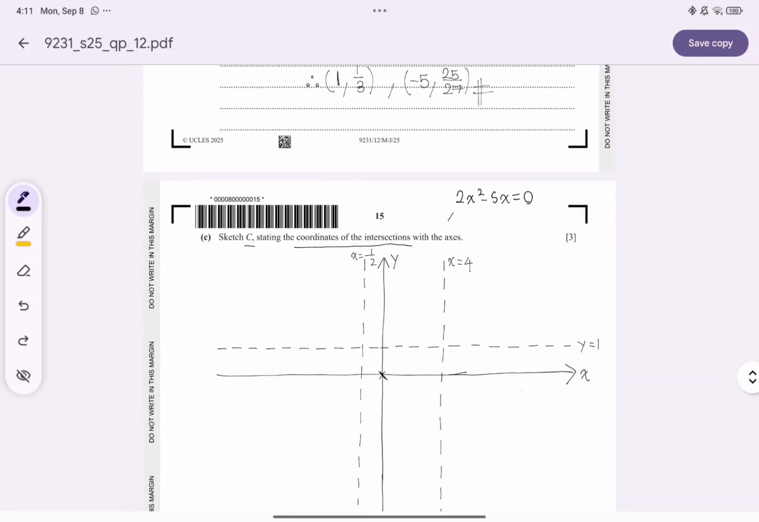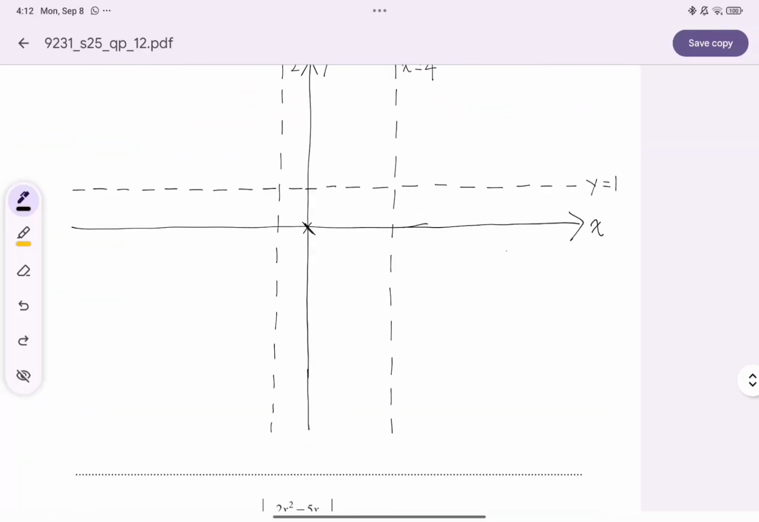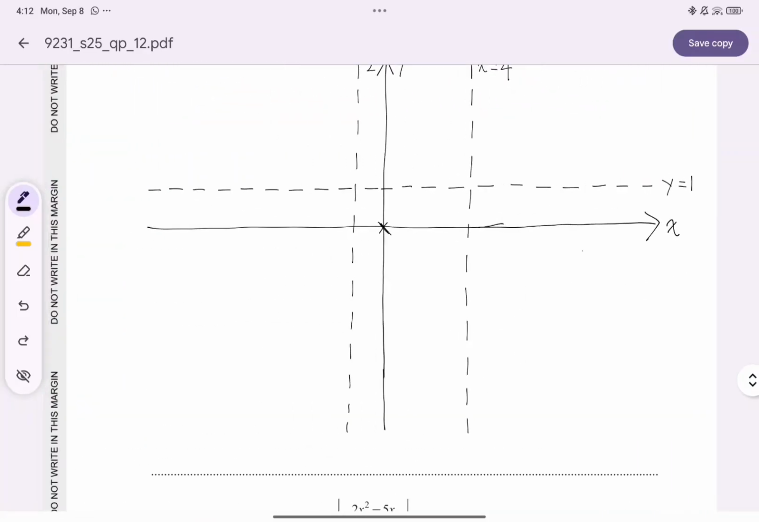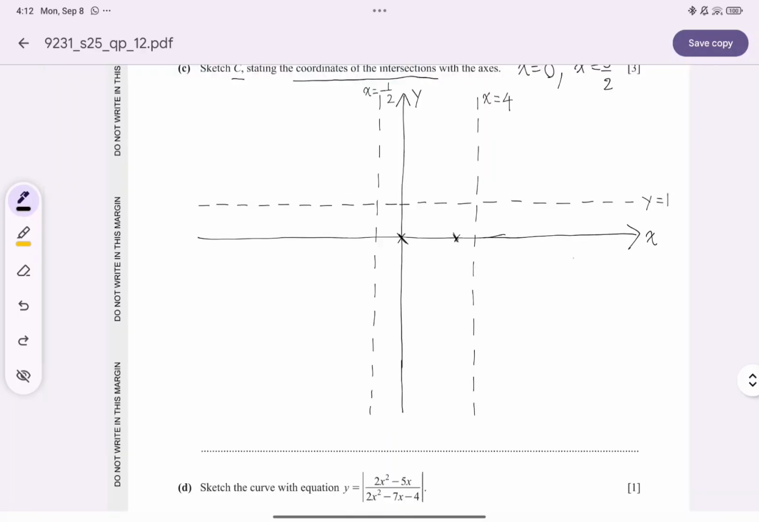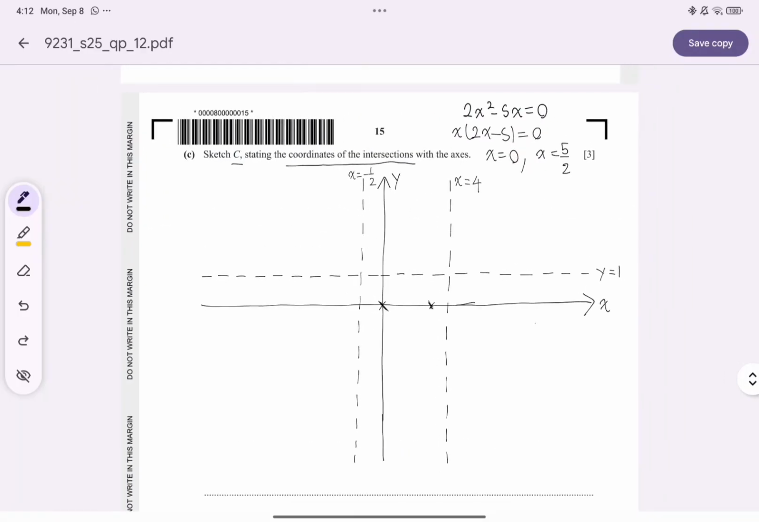You'll get x times 2x minus 5 equals to 0. So we already got x equals to 0. Now 2x minus 5 equals to 0. That will be x equals to 5 over 2. So 5 over 2, that is somewhere here.